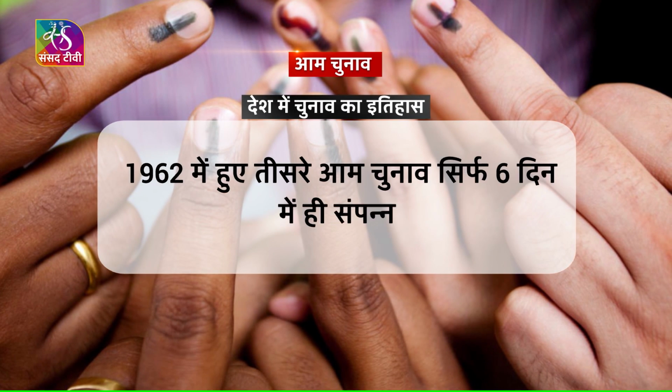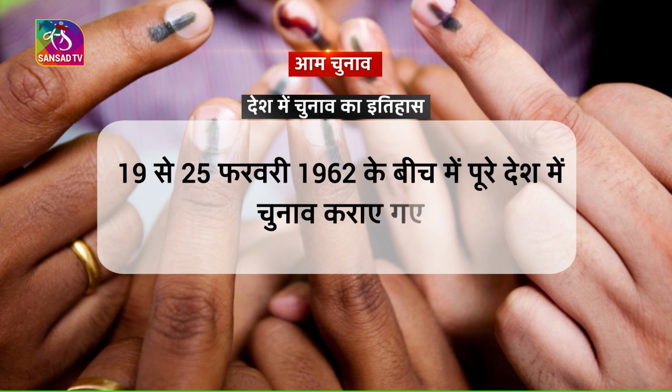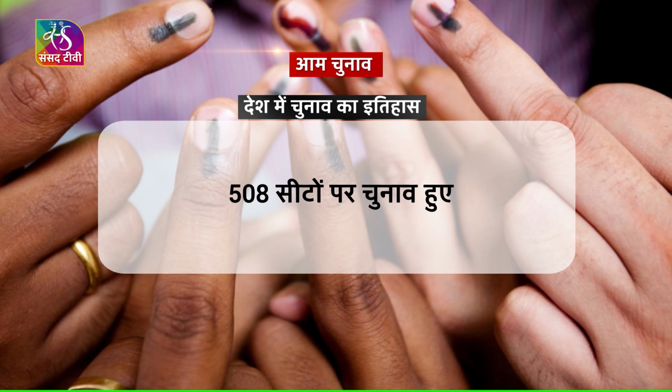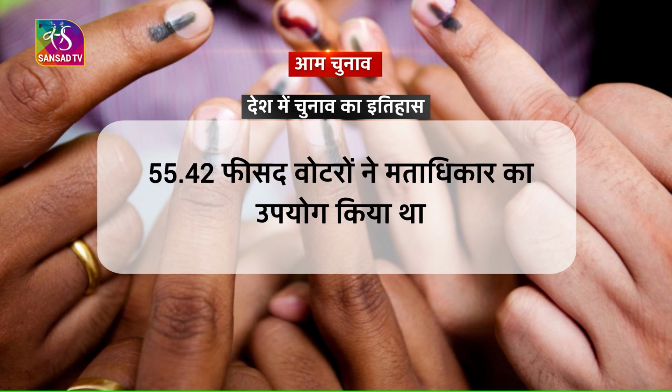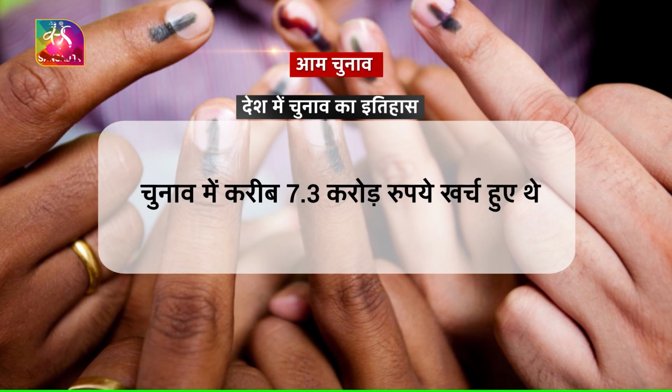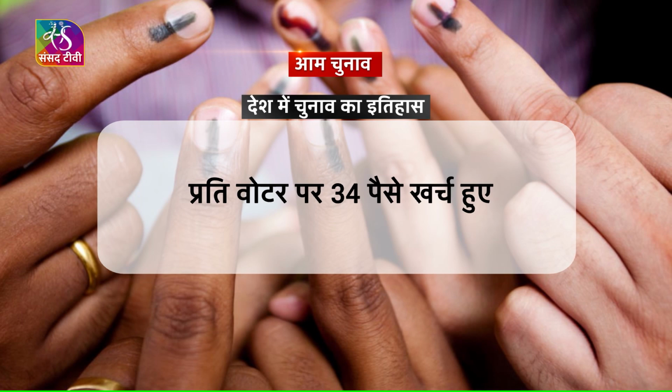The third Lok Sabha elections were held in 1962 in just 6 days. Elections were held across the country between 19 to 25th February 1962. In this election held on 508 seats, the Congress Party won 361 seats and Jawaharlal Nehru became the Prime Minister once again. A total of 21 crore 63 lakh 569 voters were registered, while nearly 55% voters exercised their franchise. More than 7 crore rupees was spent in the elections. 34 paise was spent per voter.